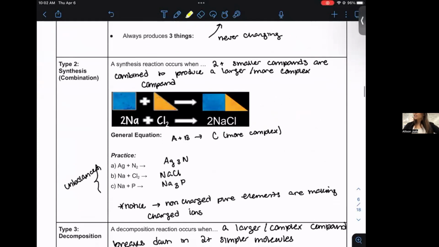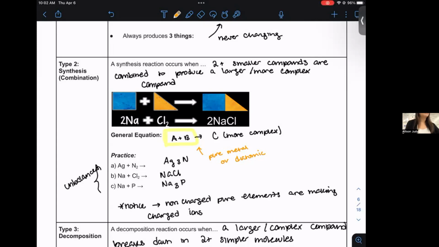So how would I identify this for the quiz? Well, whatever I give you, if this happens to be a pure element, like a pure metal, or it's a diatomic, that's a pretty good sign you're working with really simple compounds. And if I combine two simple compounds, I often make a more complex one.